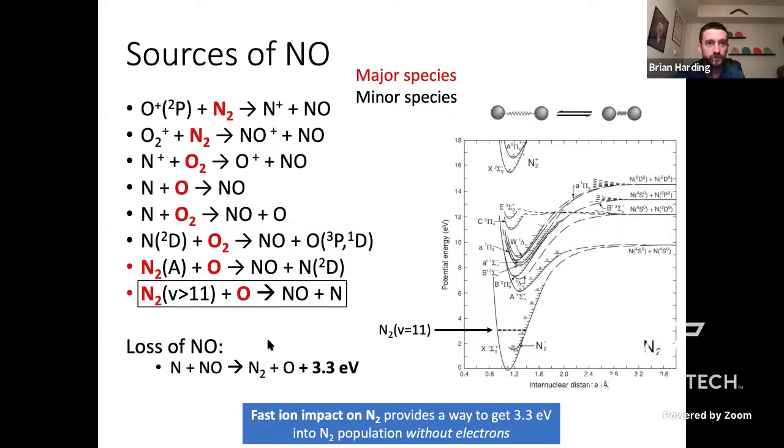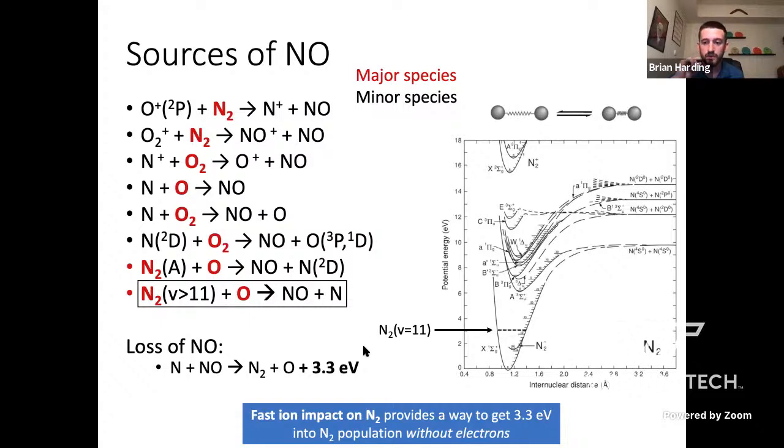So, the atmosphere normally wants to be O and N2. But if you want to turn it into N and NO, you need about 3 eV. Okay, so on the right here is the potential energy curve for N2. And here, this line is showing the level of the 11th vibrational quantum level of N2. So the point here is you don't need to break apart N2 to create enough NO. You could just give it a little bit of vibrational energy, and then this reaction here will kick off and produce a bunch of NO.